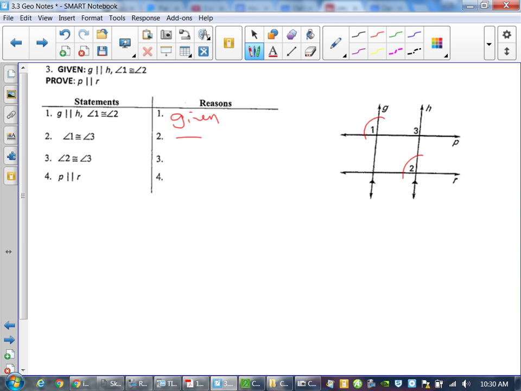If two parallel lines are cut by a transversal, corresponding angles are congruent, because 1 and 3 are corresponding. Do we have to do that? Yes, you have to. If you don't, it's wrong. Okay? So now, 1 equals 2, 1 equals 3. Why does 2 equal 3? Substitution. 1 is congruent to 2, 1 is congruent to 3, so 2 is congruent to 3.